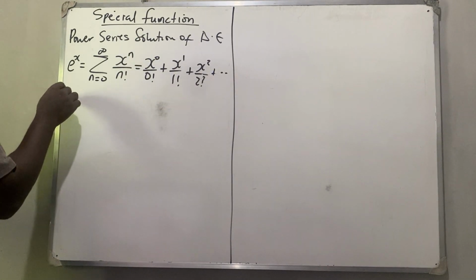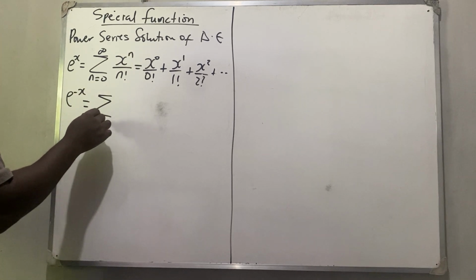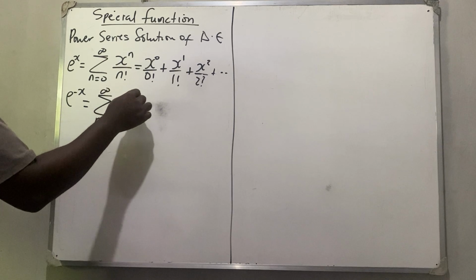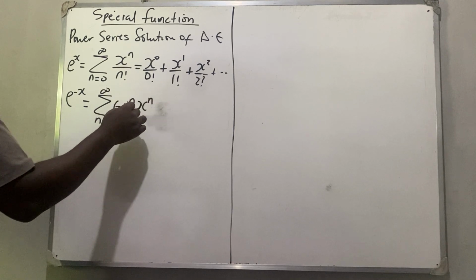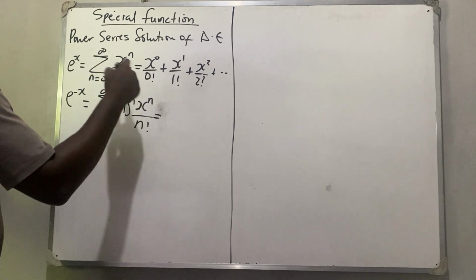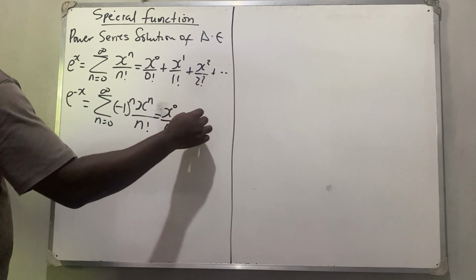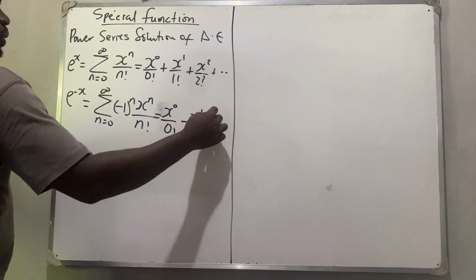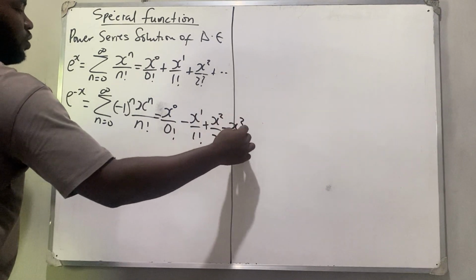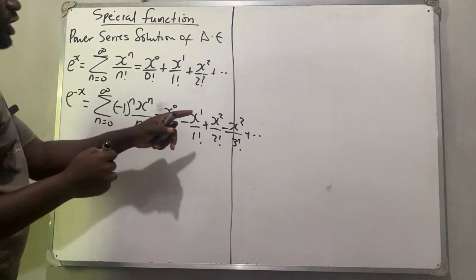And then for exponential negative x, it is going to be the summation of n starting from 0 to infinity of minus 1 raised to power n, then I have x raised to power n all over n factorial, which is going to give us alternating signs, which is x raised to power 0 over 0 factorial minus x raised to power 1 over 1 factorial plus x raised to power 2 over 2 factorial minus x raised to power 3 over 3 factorial plus dot dot dot. So the signs are going to be alternating.